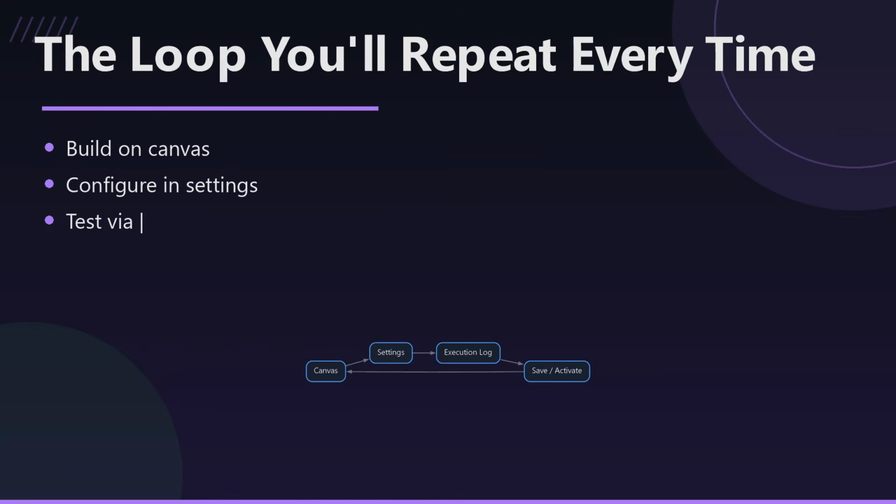So here's the whole map again. You build steps on the canvas, configure each one in its settings, test it through the execution log, then save your draft and activate when you're confident. That loop is really the entire editor.